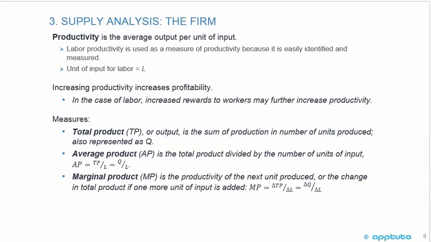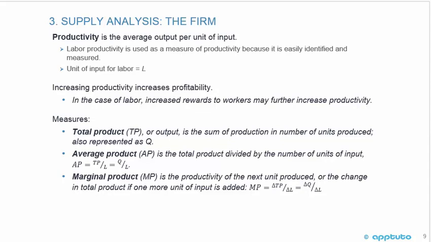Now we're going to start to look at labor and labor productivity. Productivity is the average output per unit of input. Labor productivity is used as a measure of productivity because it is easily identified and measured. A unit of input for labor equals L. Increasing productivity increases profitability. In the case of labor, increased rewards to workers may further increase productivity. So would training and education, for example. Measures.